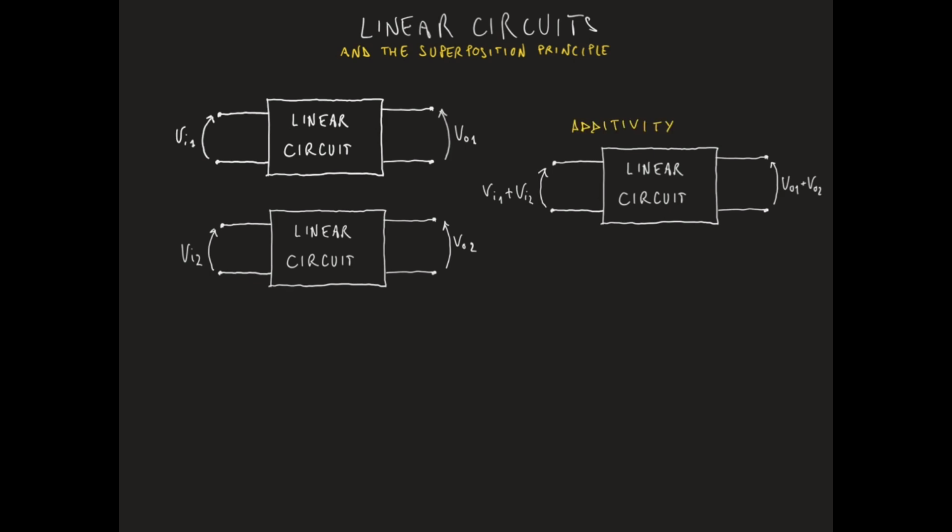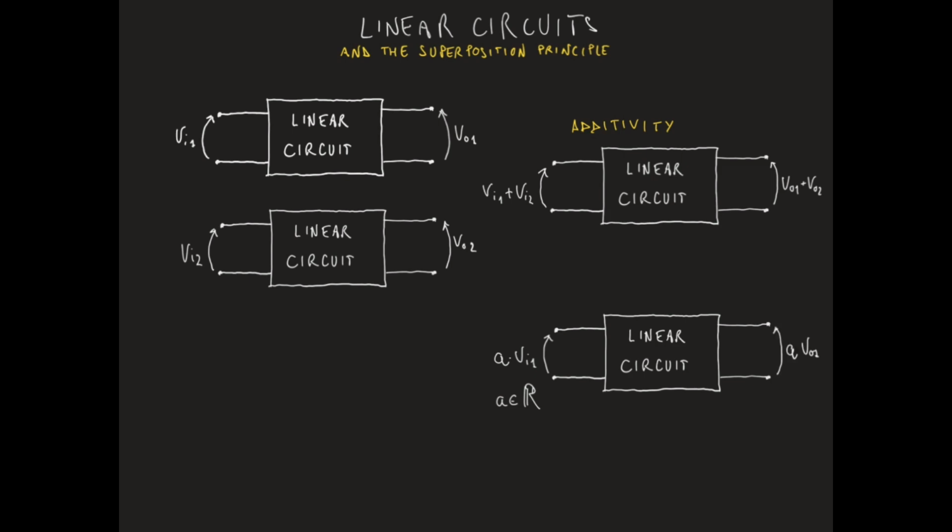Besides this, if we take the same linear circuit and we apply at its input the signal Vi1 multiplied by a real constant A, then the circuit will respond with the corresponding effect, Vo1, multiplied by the same constant A. This property is called homogeneity. We know already that the superposition principle, besides applying to linear circuits, is also a powerful tool for circuit analysis, in particular for those circuits featuring two or more independent sources.